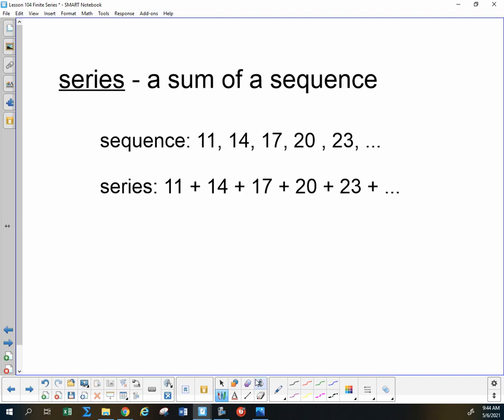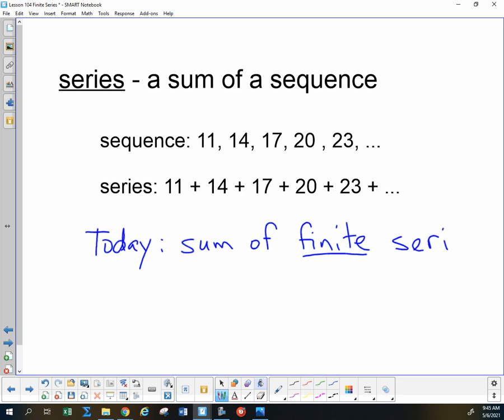So for today, all we are going to do is the sum of a finite series, one that ends. There will be in a few lessons some special cases where even with an infinite one, it is still possible to get a sum. It's kind of mind-blowing right now, but just something to think about for coming up, I think sometime next week maybe.